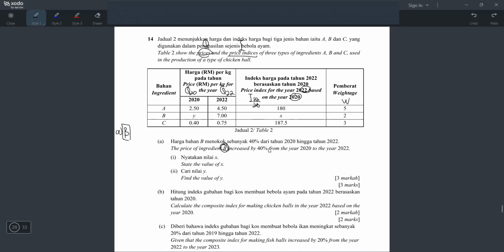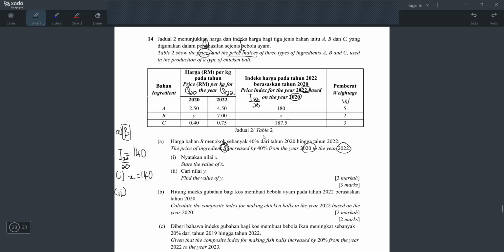So the price of B increased 40%. It means the I is 140 lah, because increased 40%. But from what year? 2022 to 2020. So this is the I lah, right? So number one says state the value of X. Well, the X is 140 lah, because X is actually the price index for 2022, 2020, which is 140 lah. You already write it just now, right?